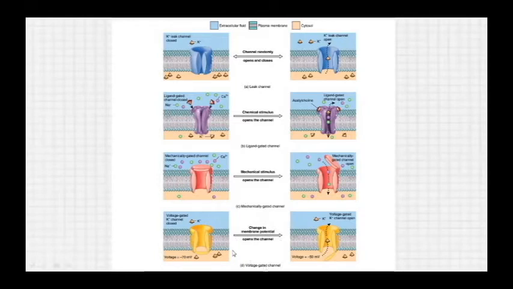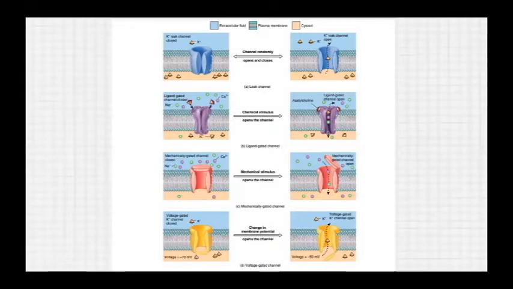So if you will observe, from negative 70 millivolts, when the voltage has changed to negative 50 millivolts, then the voltage-gated channel has opened. So the negative 50 millivolts could go back into the resting membrane potential, which is negative 70 millivolts.